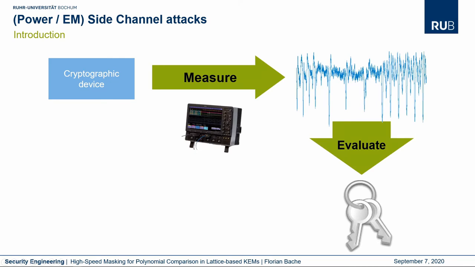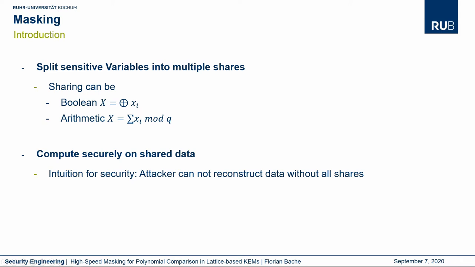So the concept of side channel attacks has been around for several years, and it basically works as follows. We have a cryptographic device which performs operations on sensitive data, and an attacker measures the side channel, for example, the power consumption or the electromagnetic emanation using an oscilloscope to create the side channel traces on the right. And these are then evaluated using statistical tools to recover the secret, for example, the key of the device. And to counteract this kind of attack, there are several approaches, for example, hiding and masking, which we will focus on in the rest of this talk.